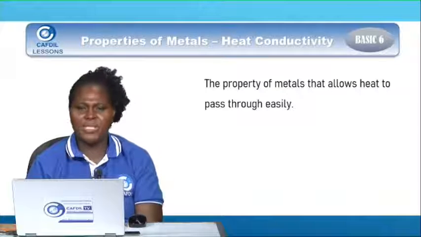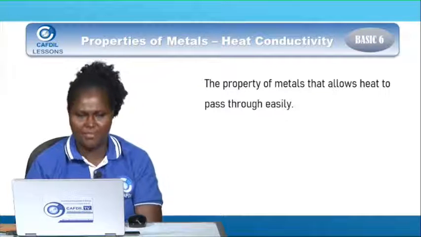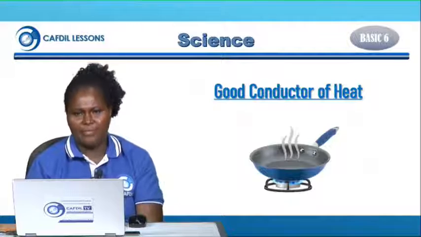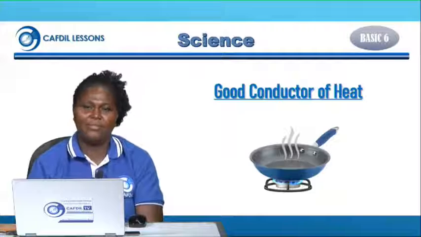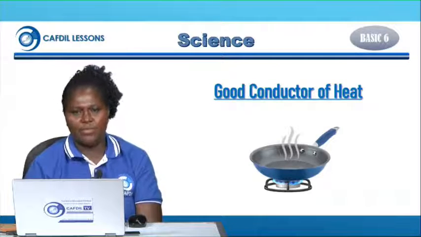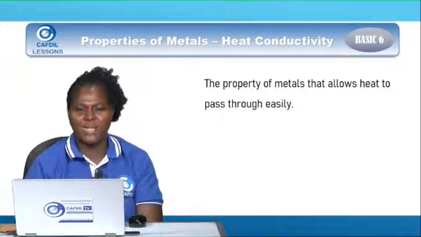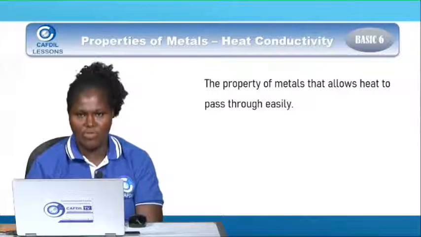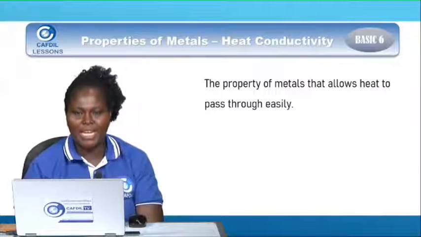The property of metals that allows heat to pass through easily, as we saw here. Heat is passing through the frying pan and the water is boiling. So the property of metals that allows heat to pass through is what? Conductivity.